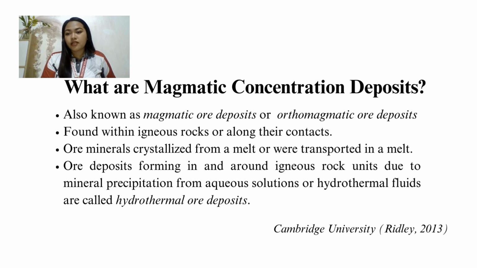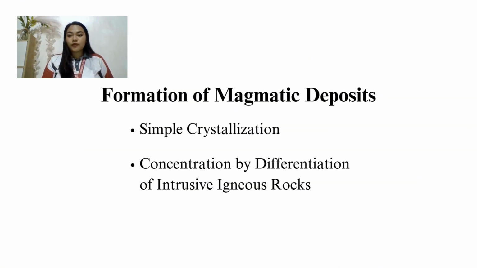In contrast, some ore deposits, particularly those forming in and around igneous rock units, result from hydrothermal processes where mineral-rich aqueous solution or hydrothermal fluid precipitate valuable metals, forming hydrothermal ore deposits. This distinction is significant in mineral exploration as magmatic deposits typically host dense heavy minerals like sulfides and oxides, while hydrothermal deposits result from fluid-driven chemical reactions. Based on the two definitions previously, there are two formations of magmatic deposits, which are simple crystallization and concentration by differentiation of intrusive igneous rocks.